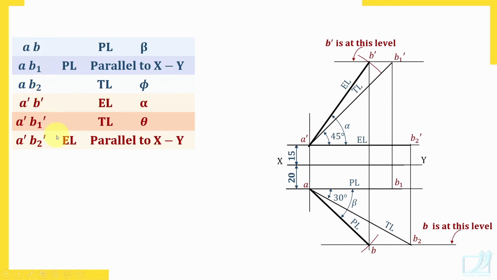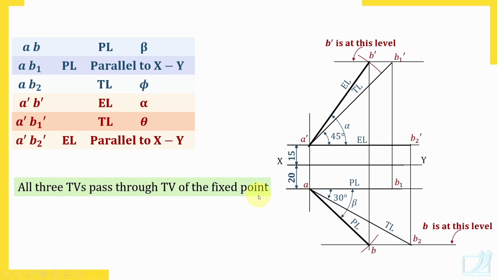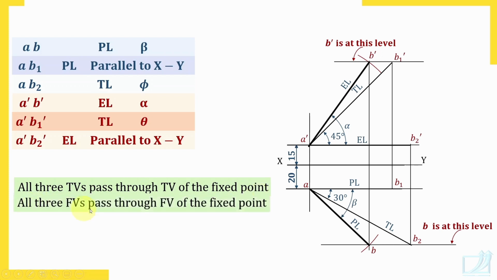Three top views, three front views. Now check here. All three front views, A dash B dash, A dash B1 dash and A dash B2 dash, are passing through the front view of the reference point. Similarly, the three top views, AB1, AB2 and AB, are all passing through the top view of the fixed point. So we'll mention here: all three top views pass through the top view of the fixed point, and all three front views pass through the front view of the fixed point.